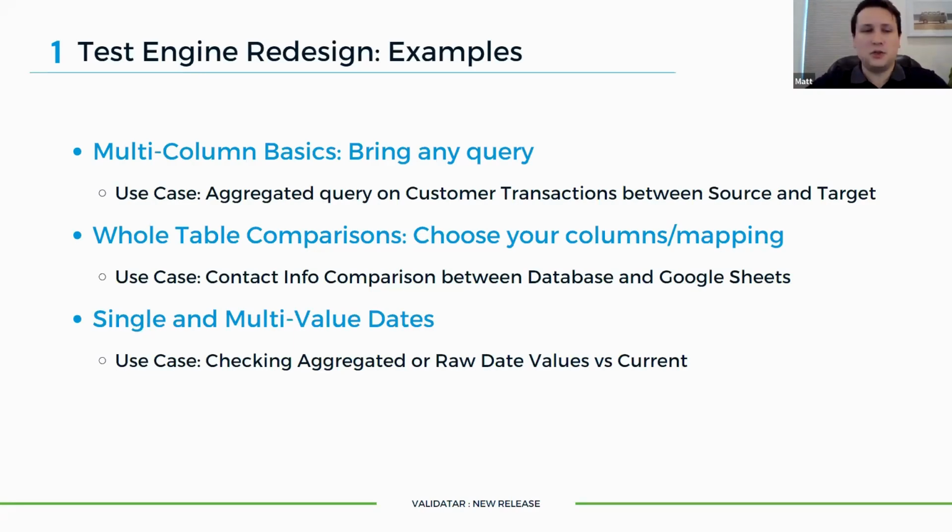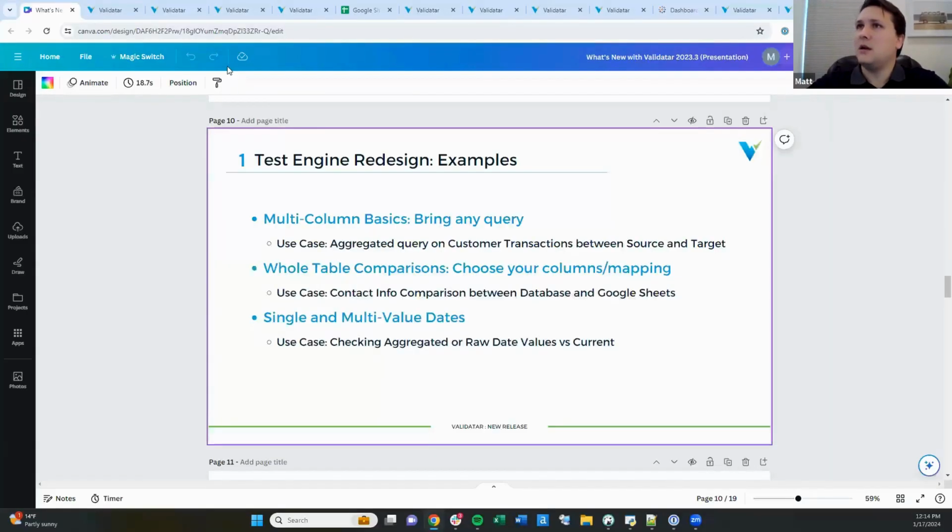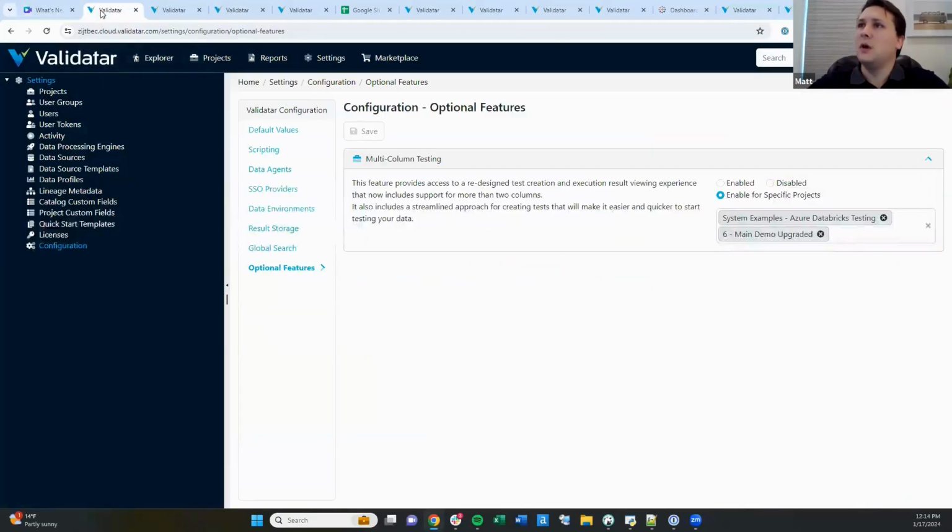Okay, I'm going to jump out of my deck here. So I just wanted to show this off the top. This is where you can turn on, again, those optional features. You have to be a global admin to turn it on or off for particular projects. But if you come to configuration, optional features, you can see I've turned this on for 2 of my projects within my demo environment, but not for other ones.